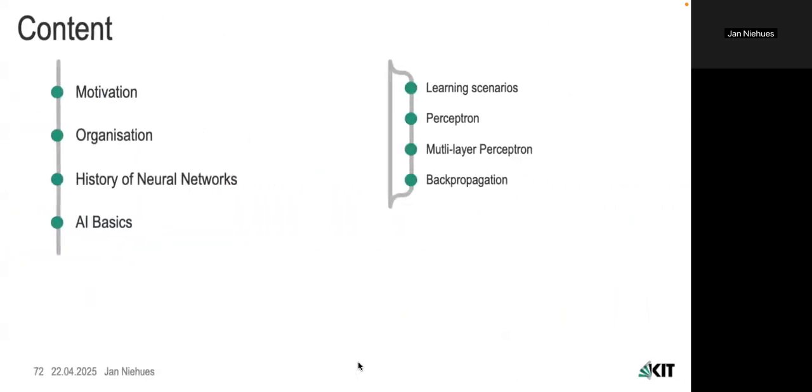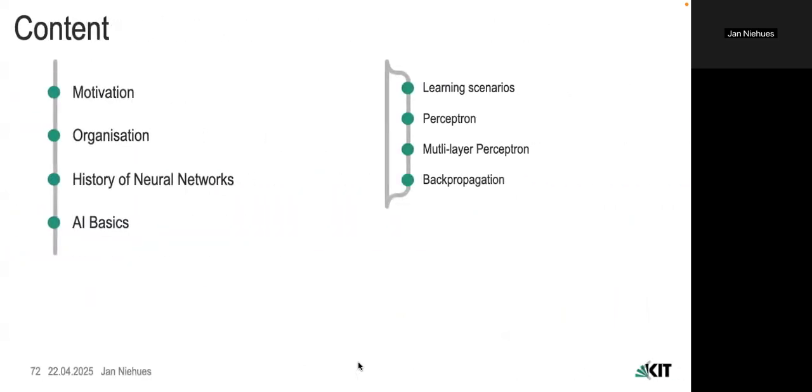To summarize the whole lecture, this is what we covered today. We looked into why neural networks might be important. We looked into the history of neural networks and some AI basics. You should remember the different types of learning techniques we have. What is a perceptron? What is the main challenge of a perceptron? What is a multi-layer perceptron? And how you can train it using backpropagation.